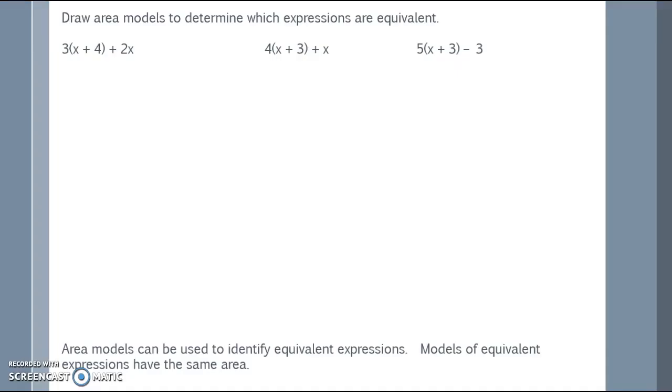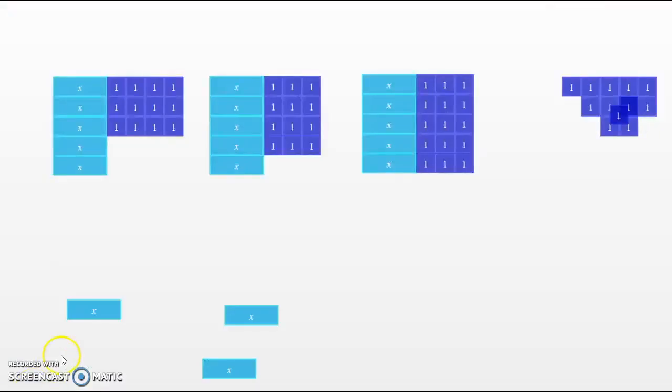Draw area models to determine which expressions are equivalent. Pause the video, see if you can tackle this one. On the left, I have 3 times the quantity of x plus 4 plus 2x. In the middle, I have the quantity 4 times the quantity of x plus 3 plus x. And on the right, I have the quantity of 5 times x plus 3, but then it asks us to subtract 3. So I need to subtract 3 away.